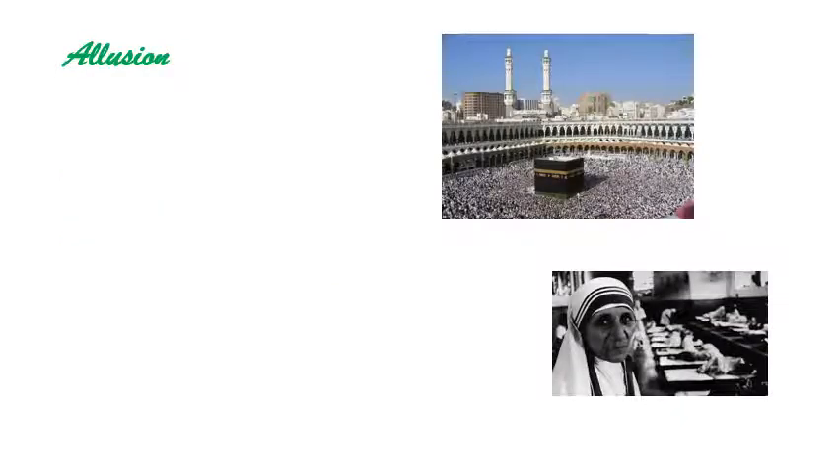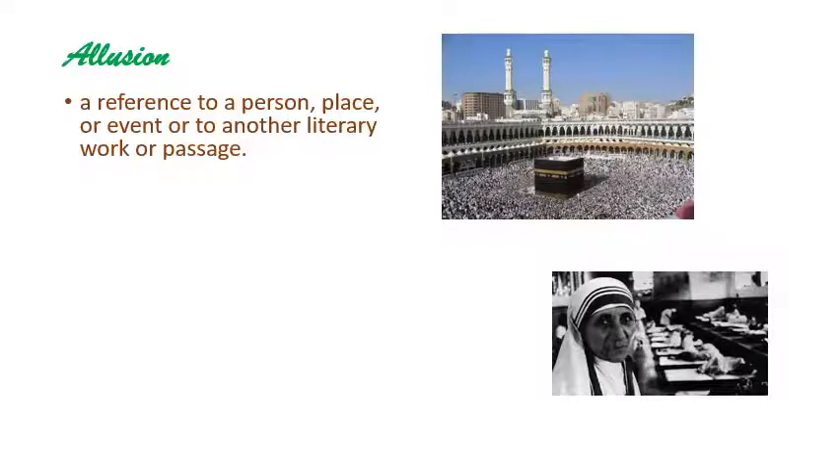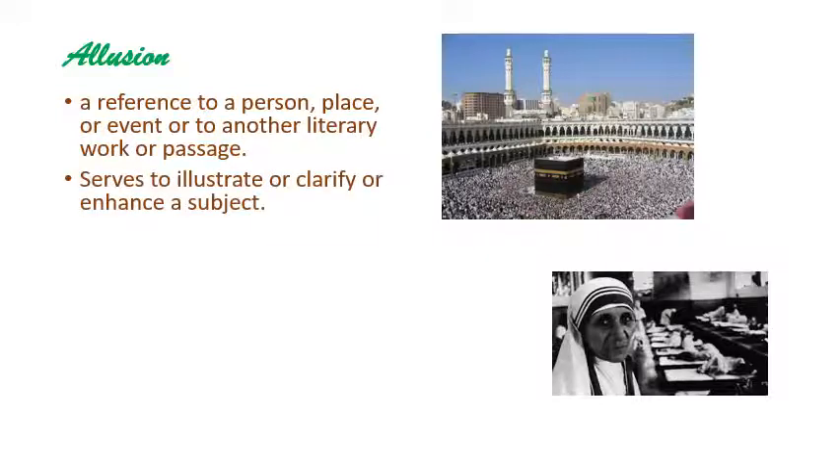Okay, now this is something you probably don't know yet, or this is something new for you. It's called allusion. This is also comparison, but when you refer to a person, place, or event, or to another literary work or passage. Bedanya sama metafor apa? Nah, bedanya adalah kalau allusion itu biasanya somebody or something that is famous, gitu ya, dikenal banyak orang gitu. Jadi bukan sembarangan benda atau manusia. Nah, serves to illustrate or clarify to enhance a subject gitu. Jadi kita membandingkan tetapi dengan something or someone that is famous and well known.